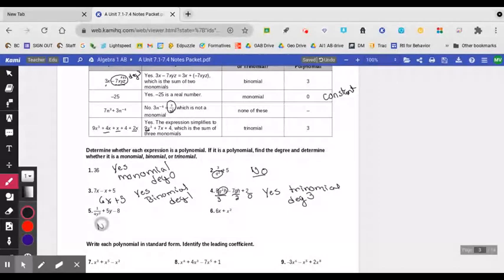Number 5 is no, because 4y squared is in the denominator. 6 is yes. It's a binomial because it's two terms, and it has a degree of 2 because the exponent on x is 2.